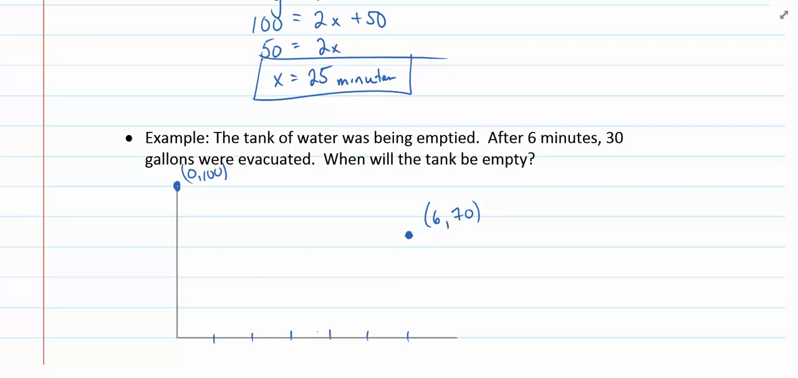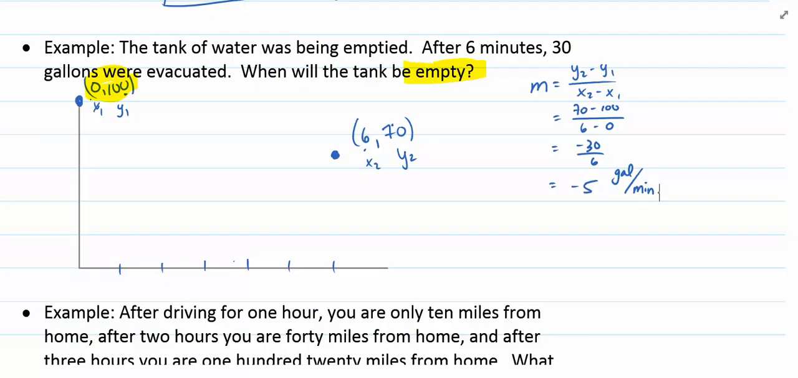Let's start off by creating the slope between these 2 points, because I'd like to have a starting point, which I have. I'd like to have a slope. And so what we have here is a sample calculation. We started with 100 gallons and we reduced to 70. So those are my y values. We have x values starting at 0 and moving up to 6.